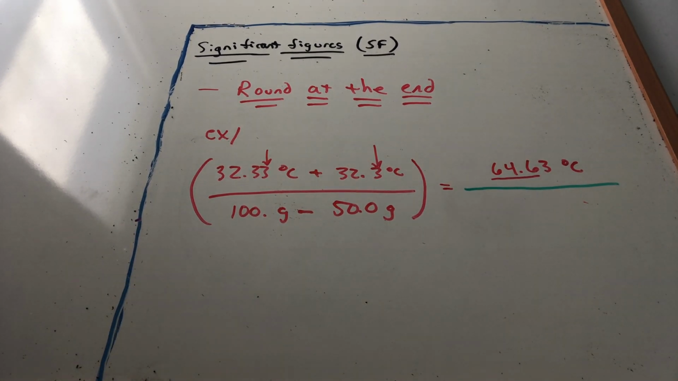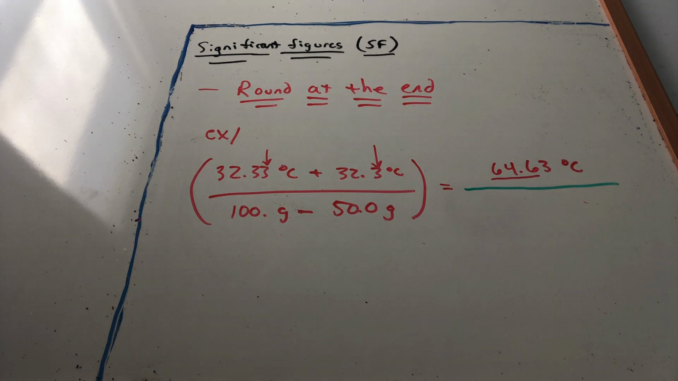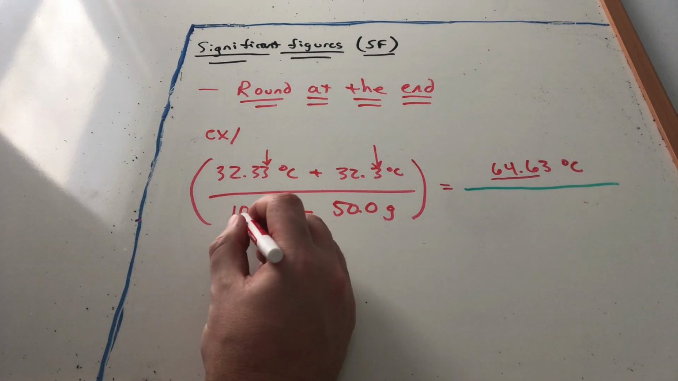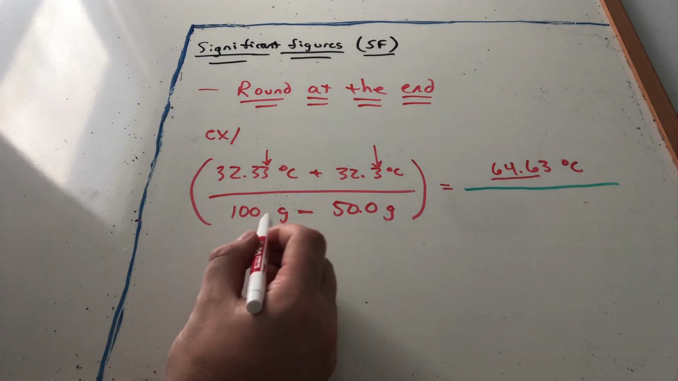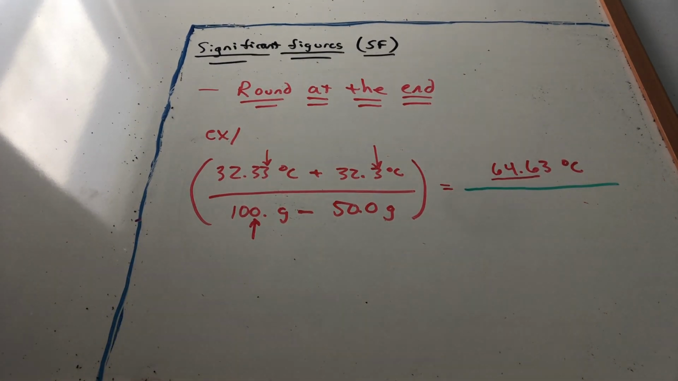What math is this down here in the denominator? It's subtraction. So what rule matters for subtraction? It's all about decimal place. Oh, are these zeros significant? Yeah, because that decimal place is there. Okay, so then this number is good to that place. It's good to the ones place.